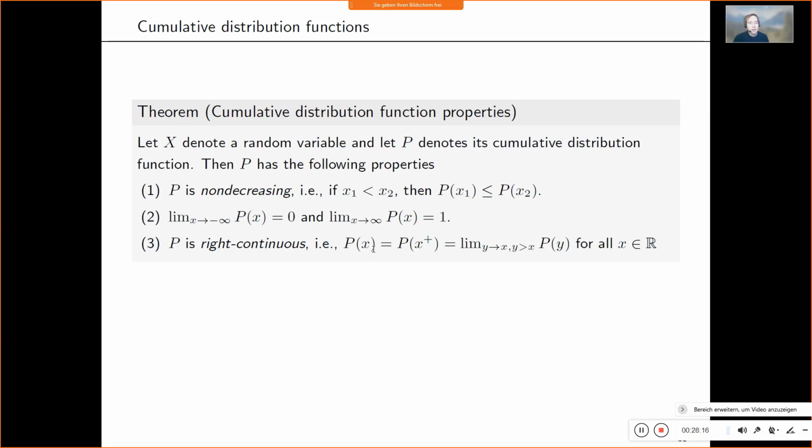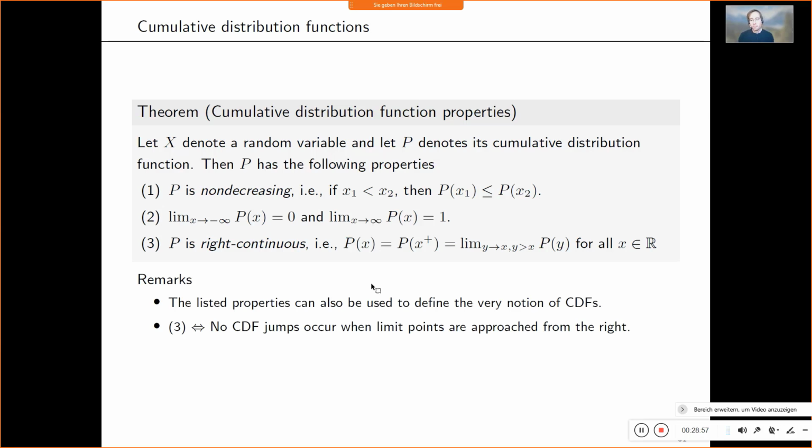value p(x) corresponds to the right limit of x. Namely, if you go to x from the right side, so you go from y to x via y's that are larger than x, then this limit corresponds to the value p(x). We will spend a little bit more time on that, and actually in the exercise session later see that you can also do it differently, but that's how it's done.